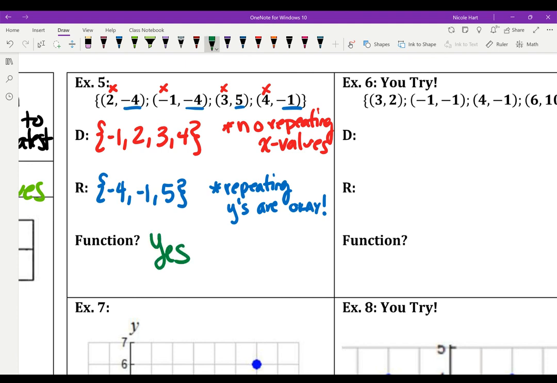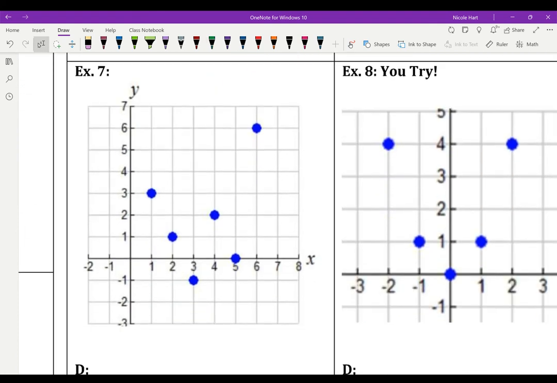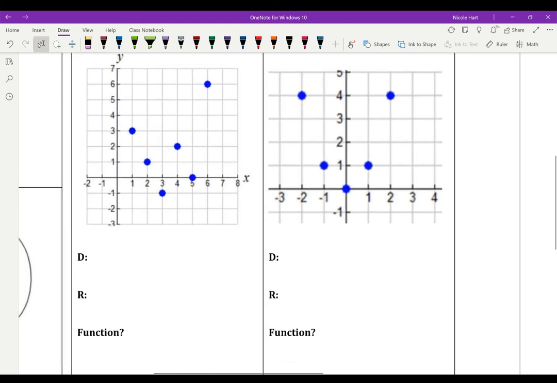All right. I want you to work on example 6 yourself. And then I'm going to go ahead and jump to example 7, which is a graph. We're going to check to see if this is a function. We're also going to do the domain and range. So our x values are the numbers across the bottom. Your y values are the numbers across the top.